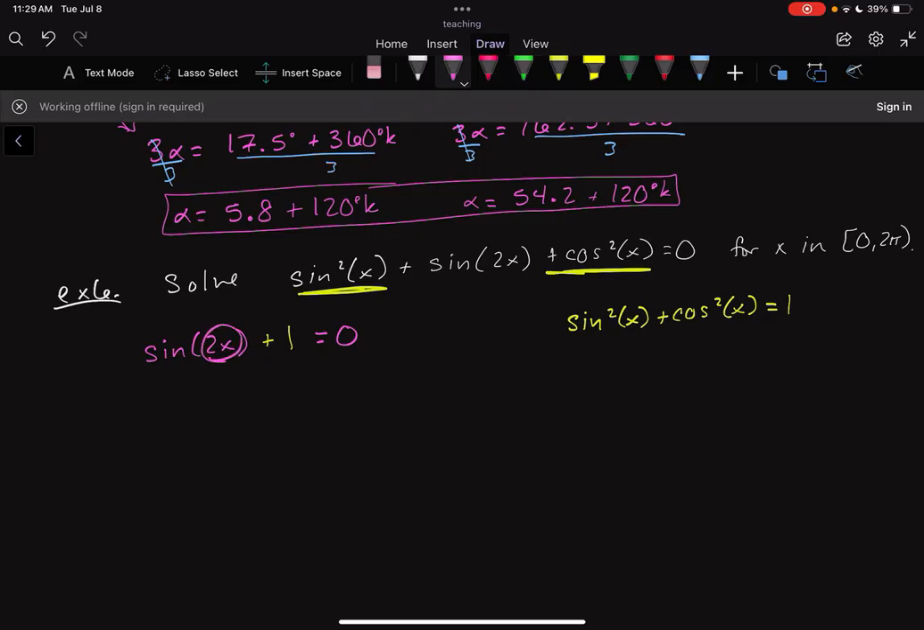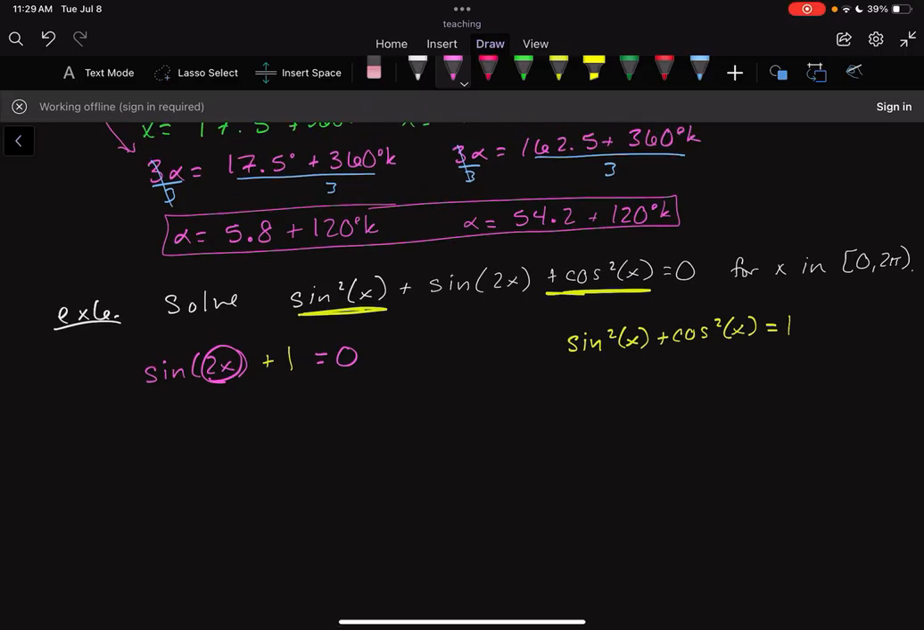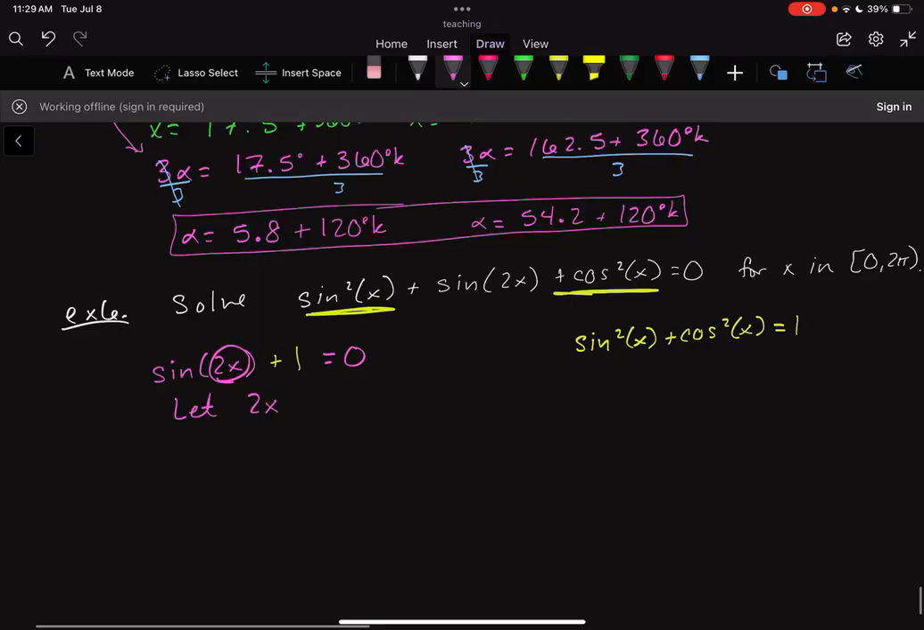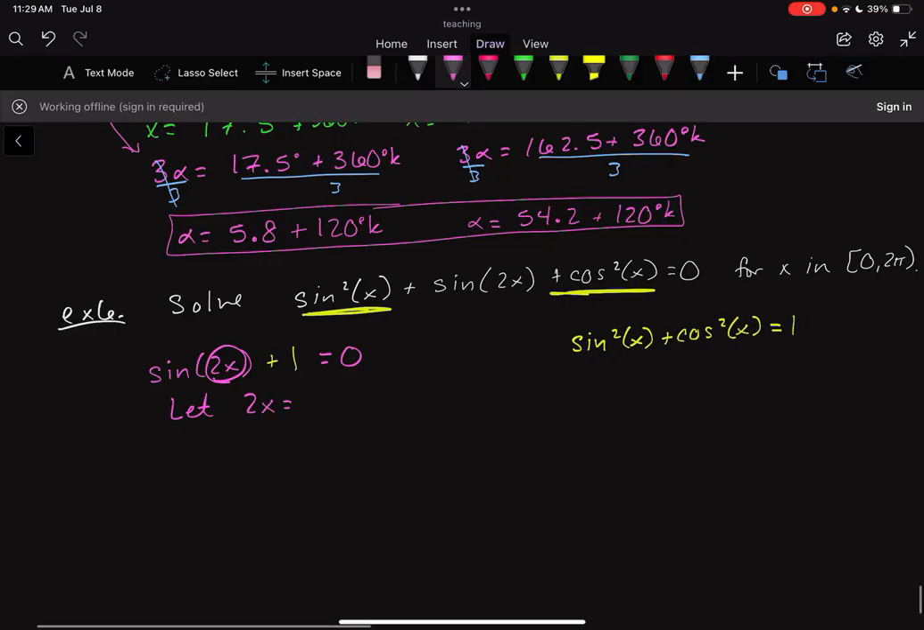Now I like to treat this like any other problem that we've done before. Sometimes you might need an identity in the beginning, but really the only time you should be needing one is if you have multiple trig functions. That's usually the reason. So I'm going to let 2x equal, I can come up with any letter, let's do alpha for this one. So I get sine alpha plus 1 equals 0, so sine alpha equals -1.